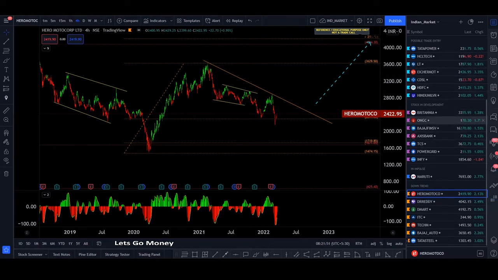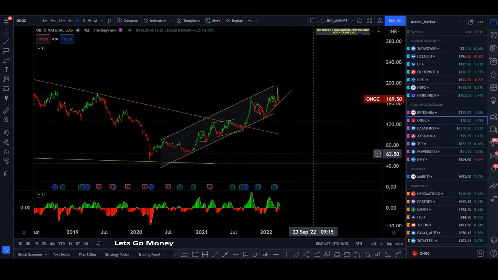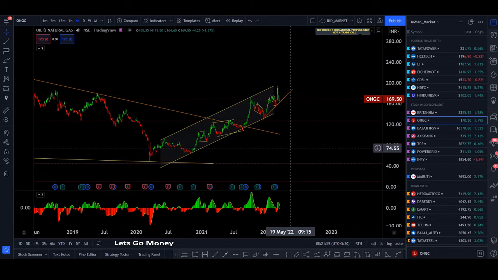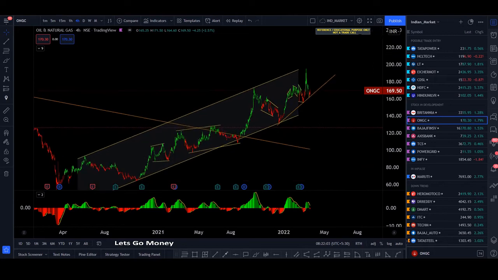Now let's look at Britannia. I think we did it, and let's move on to ONGC. So ONGC, we were in the trade. I think we discussed it last week. So this was the trade which we were in. I think we were in the trade from here. So this was the trade, and our trade setup was to exit here.